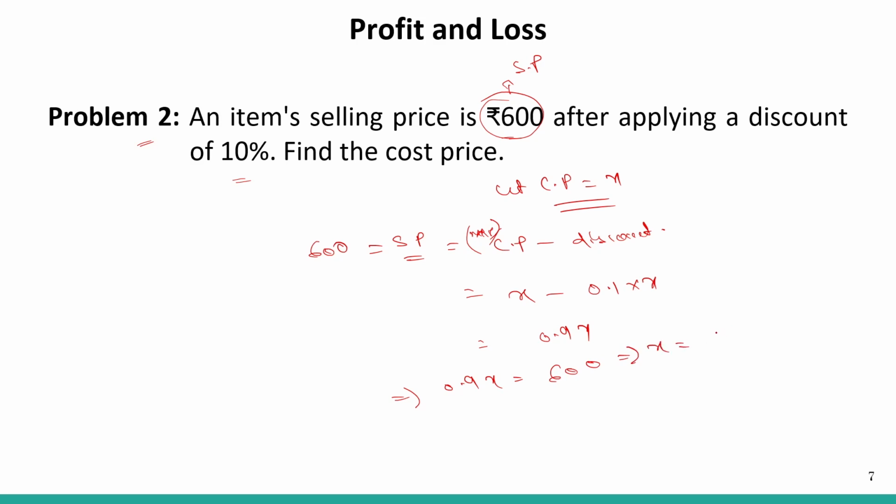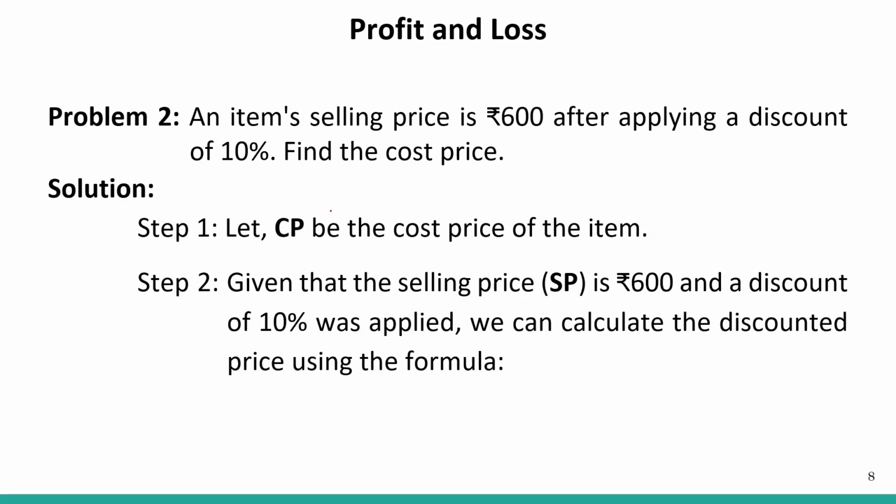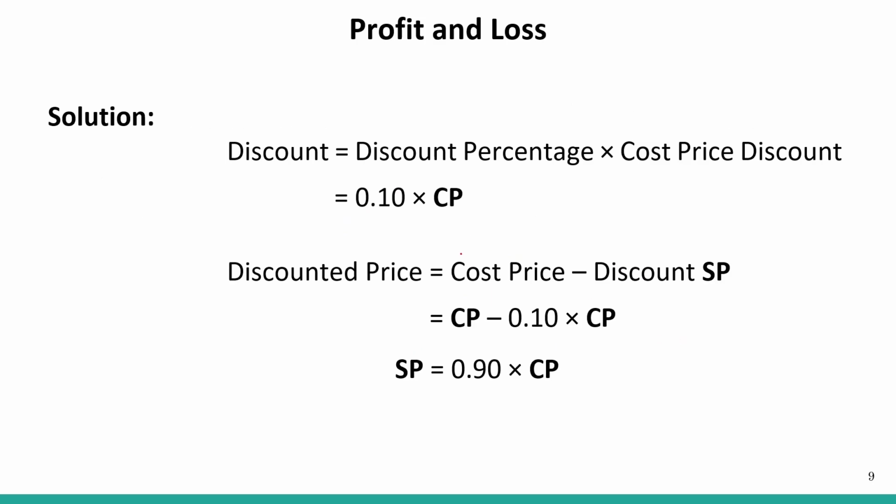X will be equal to 600 into 100 by 90, which will be 200 by 3 and then 20,000 by 3. So this is the cost price of that item. Given that the selling price SP is equal to this much, a discount of 10% was applied. The discounted price is equal to the cost price minus the discount, that is the selling price.